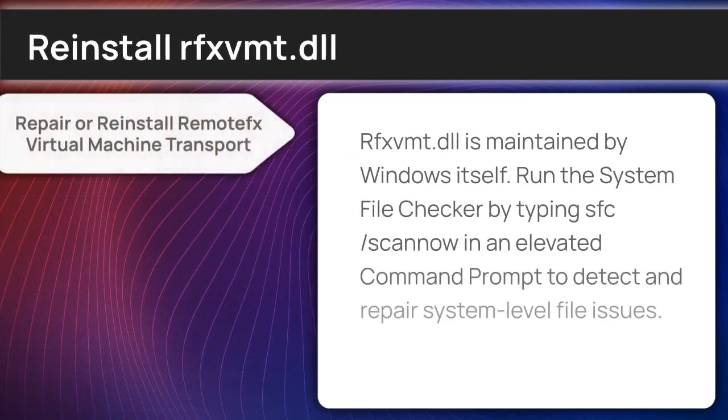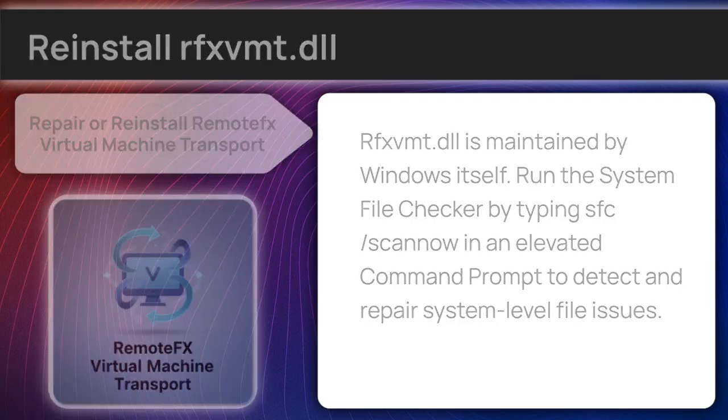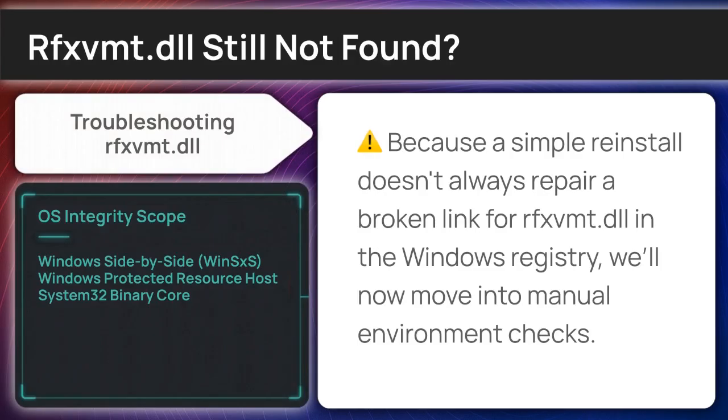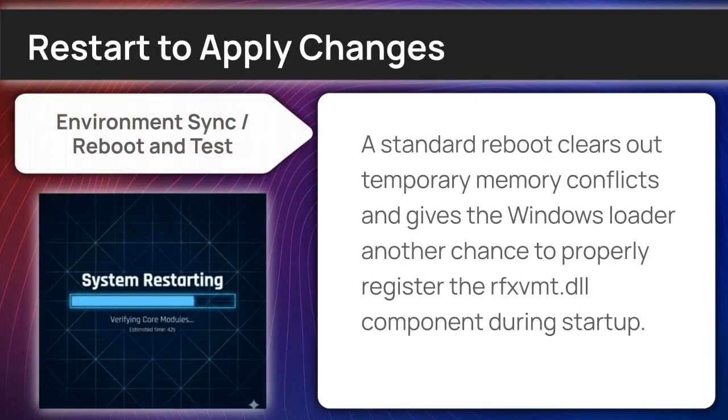Rfxvmt is maintained by Windows itself. Run the system file checker by typing sfc /scannow in an elevated command prompt to detect and repair system-level file issues. In the event the error remains visible, it indicates we need to verify the environment's ability to register new shared resources. A system reboot is a reliable way to clear away zombie processes that might be interfering with Rfxvmt library. It's a low-impact step that ensures your operating system is starting with a synchronized environment.